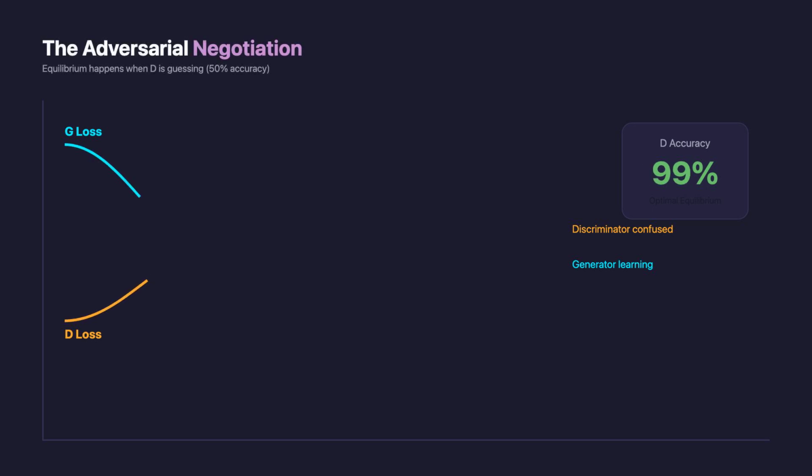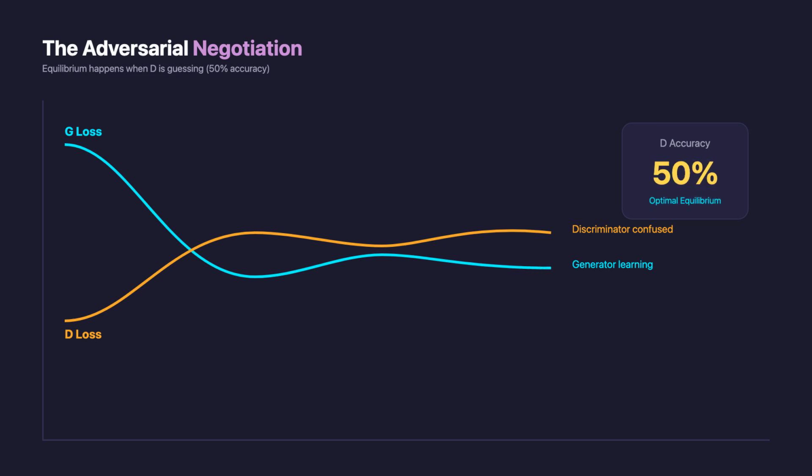What does healthy training look like? In the beginning, D-loss drops quickly, it easily spots fake images. G-loss is high, its fakes are terrible. As training progresses, G improves and D's job gets harder. D-loss starts rising. G-loss drops. At equilibrium, both losses oscillate, neither network dominates. D accuracy hovers around 50%, it literally cannot tell real from fake.